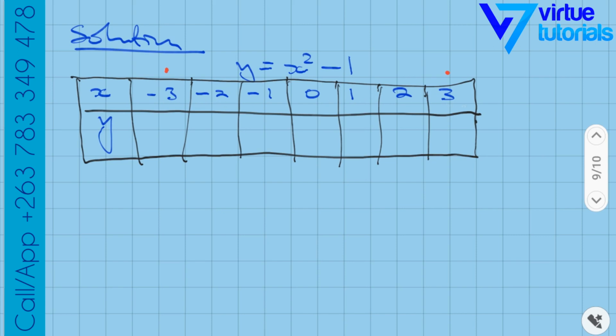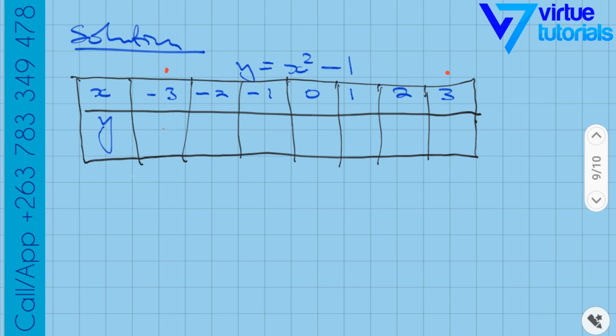Now what we need to do is to find the corresponding y values. We need to find the y value that corresponds with minus 3, the y value that corresponds with minus 2, the y value that corresponds with minus 1, until you complete the whole table. And how do you do that? You use the equation of the curve. The equation of the curve is y is equal to x squared minus 1. So the equation is saying the value of y is always equal to the value of x squared minus 1.